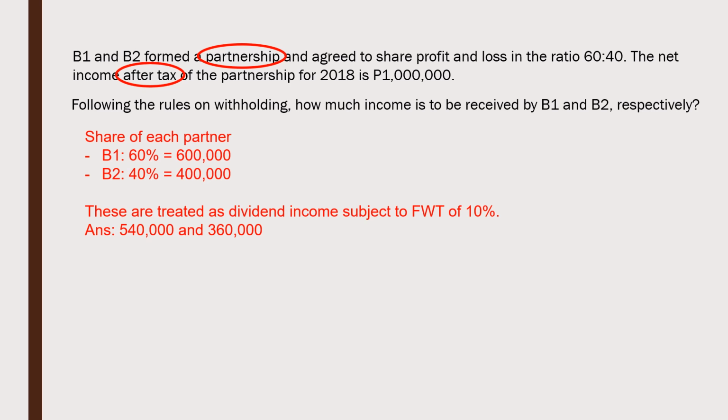So the share of each partner, based on their profit and loss sharing ratio, will be 600,000 for B1 and 400,000 for B2. But again, these are treated as dividend income and they are subject to a final withholding tax of 10%. So the income that they will receive is 540,000 and 360,000.